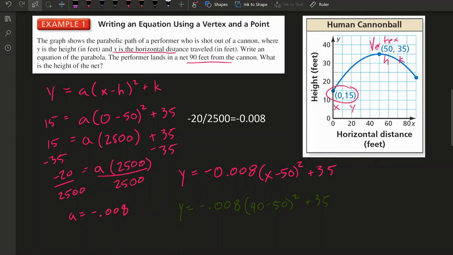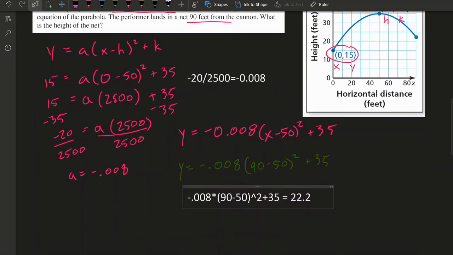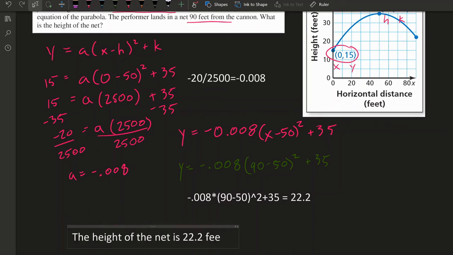Now I can actually just go ahead and type all of that in, negative 0.008 times (90 minus 50) squared plus 35 equals 22.2. So, of course, this is a word problem. We answer in words. The height of the net is 22.2 feet.